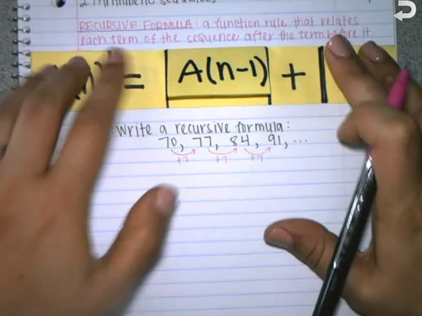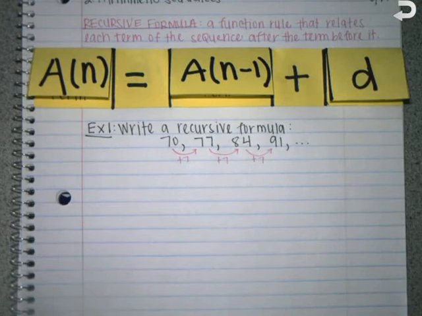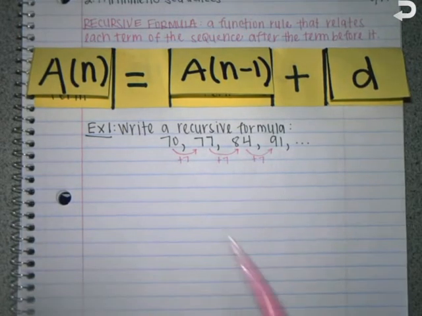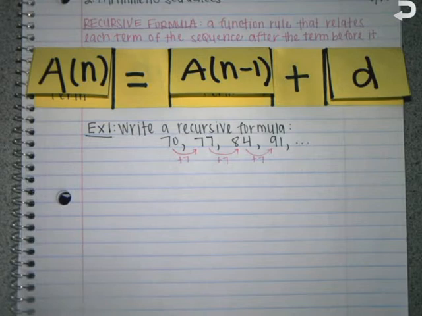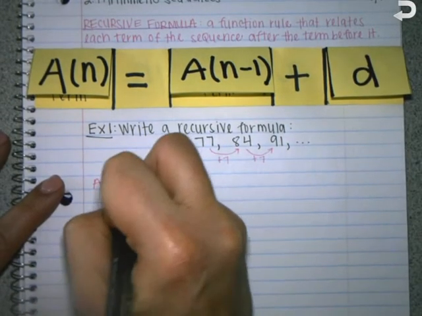Then we're going to use the recursive formula to write a formula specifically for this sequence. With a recursive formula, we can't find the next term unless we know what the previous term is. If I just give you the formula without giving you the previous term or a starting term, it's not going to help us at all. So we always want to give the first term. So we say A of 1 to start.